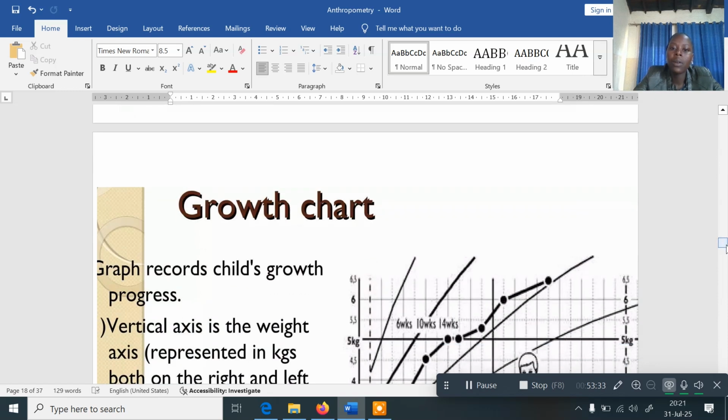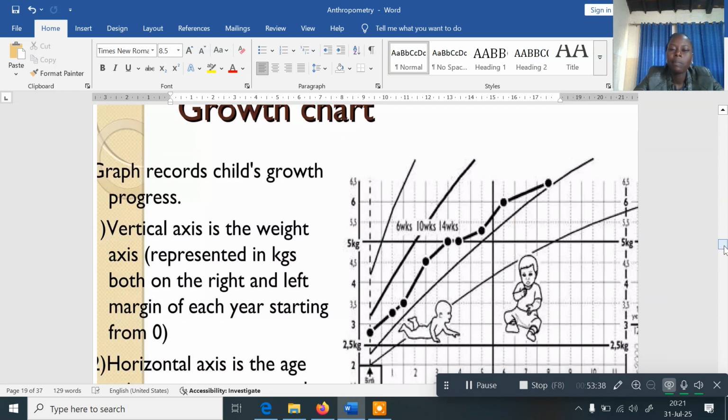So we have what we call a growth monitoring chart. I will try to look for a sample.